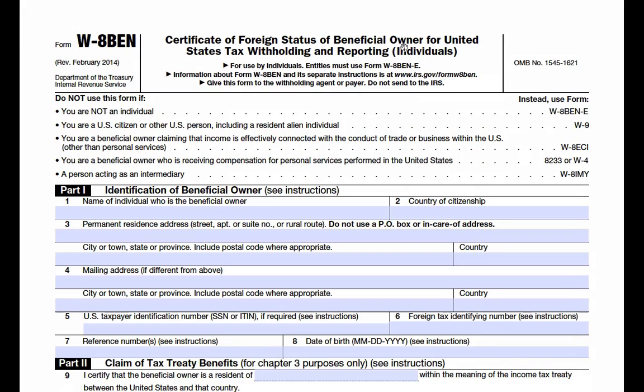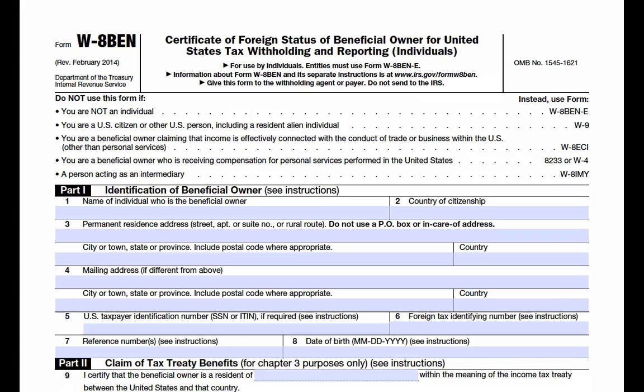The term beneficial owner essentially means the owner of the income being received, and that person is not a nominee or an intermediary. The terminology can get a little confusing because the person making the payment usually has a deductible expense and does not have income. However, it is income to the foreign recipient or the foreign beneficial owner.